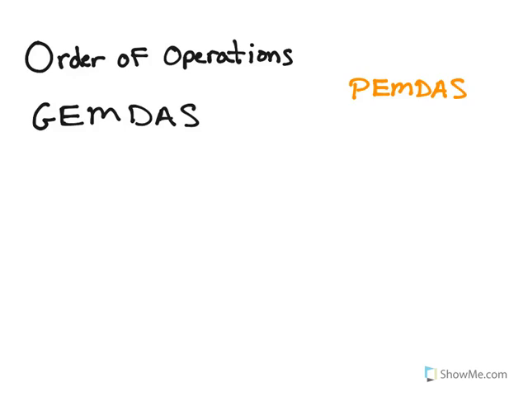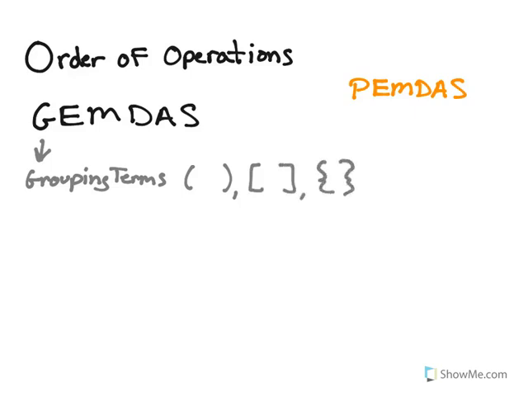So I like the GEMDAS, because that stands for grouping terms. And there are 6 grouping terms that must be dealt with first, okay? And that is going to be parentheses, brackets, braces, which are pretty much all the same, just different shape. So if you have more than one set of parentheses, it's easier to identify them using different shapes. Okay, the square root function, the absolute value function, and reducing fractions. These 6 operations, if you see them in any problem, would need to be done first, okay?